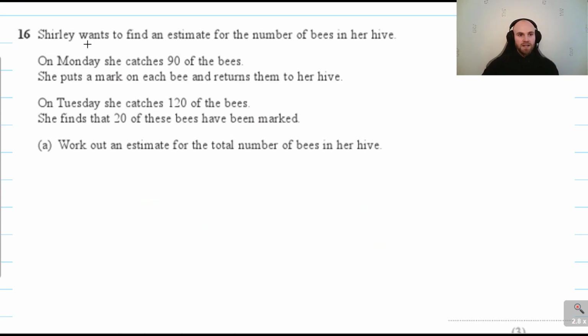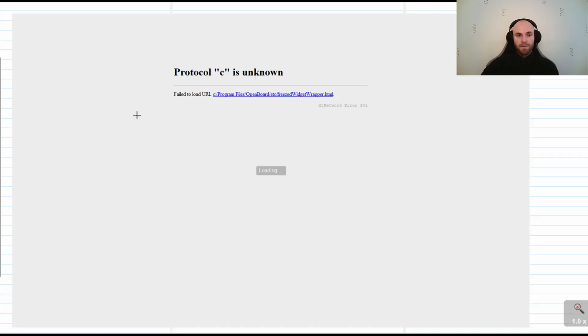Okay, question 16. Shirley wants to find an estimate for the number of bees in her hive. On Monday, she catches 90 of the bees. She puts a mark on each bee and returns them to her hive. On Tuesday, she catches 120 of the bees. She finds that 20 of these bees have been marked. Work out an estimate for the total number of bees in her hive.